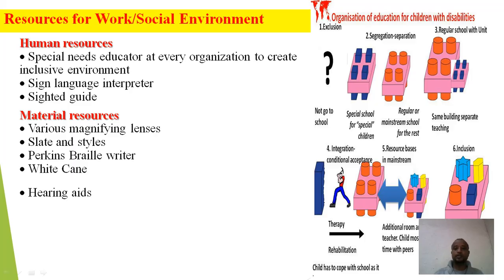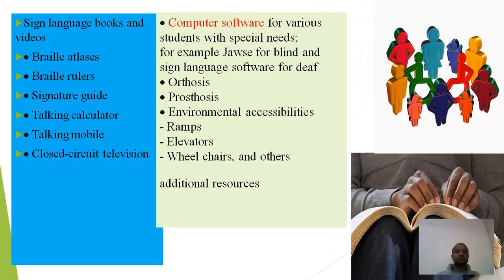In addition to what you're looking at in the pictorial illustration that I'm using here, there are resources for the work and school environment. We were talking about the resources at school, the material resources and the human resources at school, but here, at the work area and social environment, human resources, well, special needs educators are very important also. Sign language interpreters, sighted guides, and many more assistive devices. Material resources: various magnifying lenses, slate and stylus, Perkins brailler, white cane, hearing aids, which we were just suggesting and recommending to be used in the school setting.